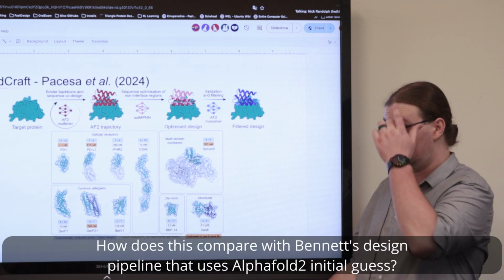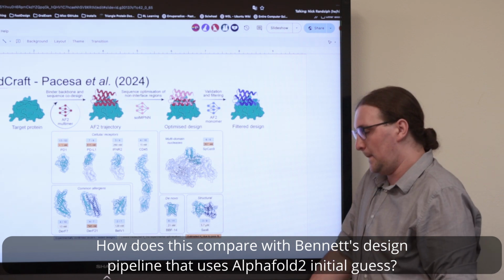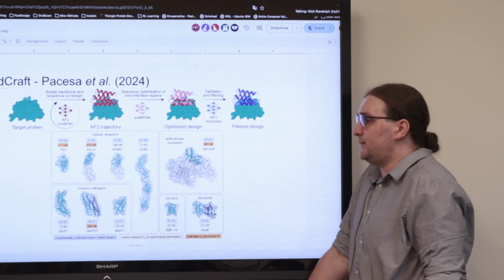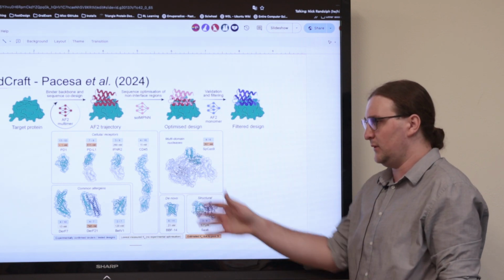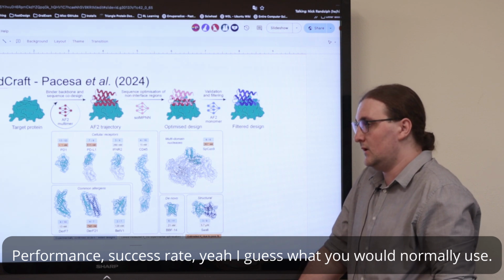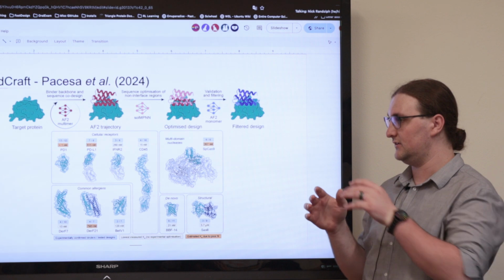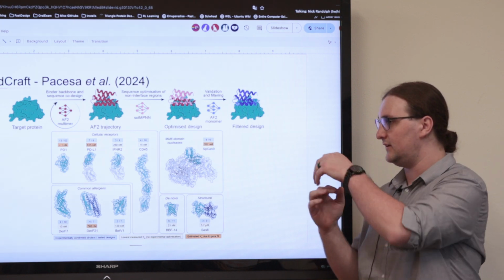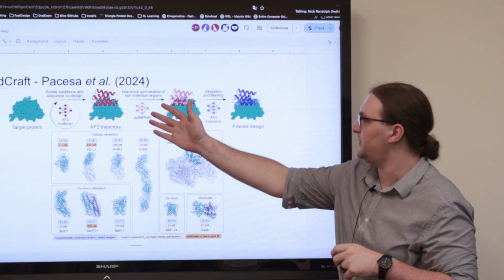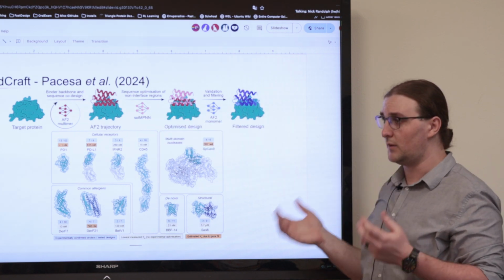Yeah. How does this compare with Bennett's design pipeline that uses AlphaFold 2 Initial Guess? How does it compare in terms of success rates, like experimentally? Success rate, yeah, I guess what you would do. Yeah, so this would require more compute to do because you have to spend iterations optimizing that sequence and optimizing the confidences of AlphaFold itself. And then, soluble MPNN's fast enough, and the filtering is probably fast enough. So I think this would require more computational resources by designing a sequence for that interface.